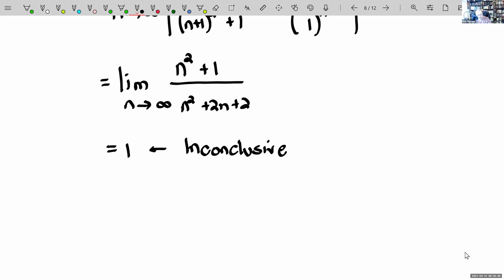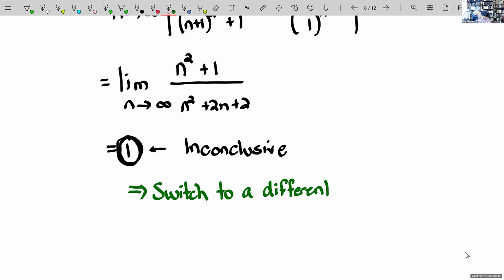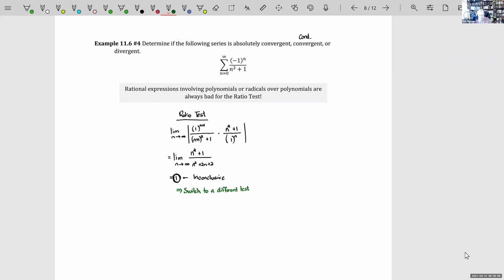So because the ratios are equivalent, in other words, the next term in line is basically the same as the current term, that means that we have to switch to a different test. So this implies switch to a different test. So we're going to go ahead and switch to a different test. There's nothing we could do here with the ratio test.